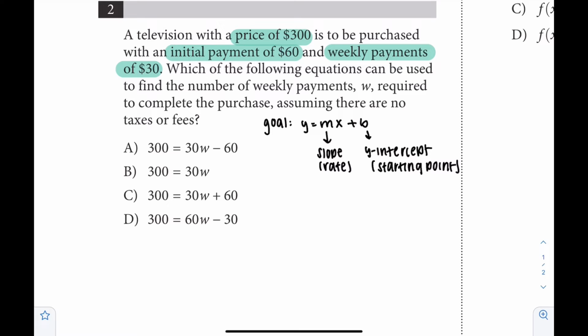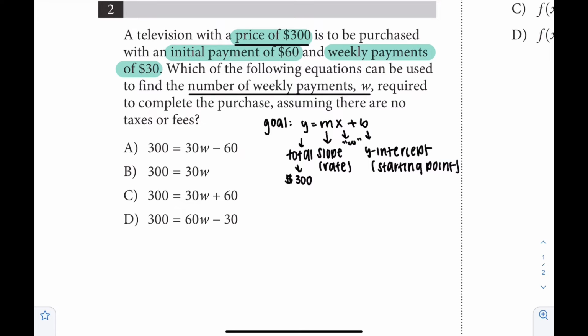X is just going to be some variable, but in our case, it's going to be our W, our number of weekly payments. That's going to be our X. And our Y normally means a total. And if you go back to the word problem, we do in fact have something that talks about a total, which is price of $300. Okay, so now we know what equation we have to put these numbers in.